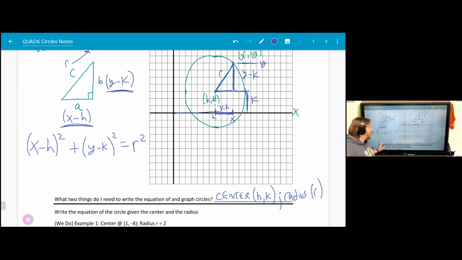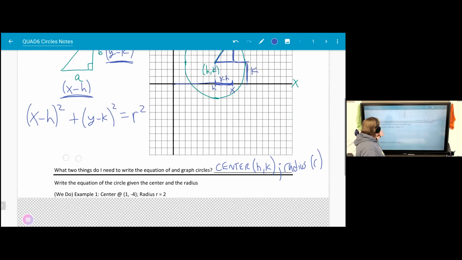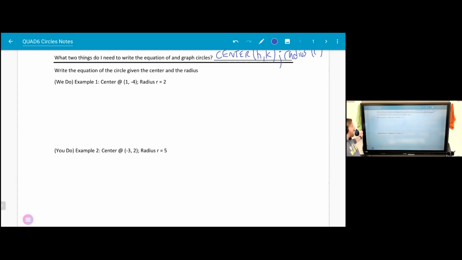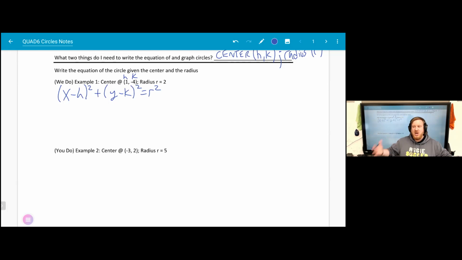So let's just kind of start this out, right? Here's an example. It says, write the equation of the circle given the center and the radius. Example 1, the center is at 1 comma negative 4. My h and my k. My radius r is 2. Let's just go ahead and rewrite the formula here, or the equation of a circle. X minus h squared plus y minus k squared equals r squared. And here's the thing, we still want x and y to kind of be there because we want the equation for all the points on the circle. We just want to generalize this here.